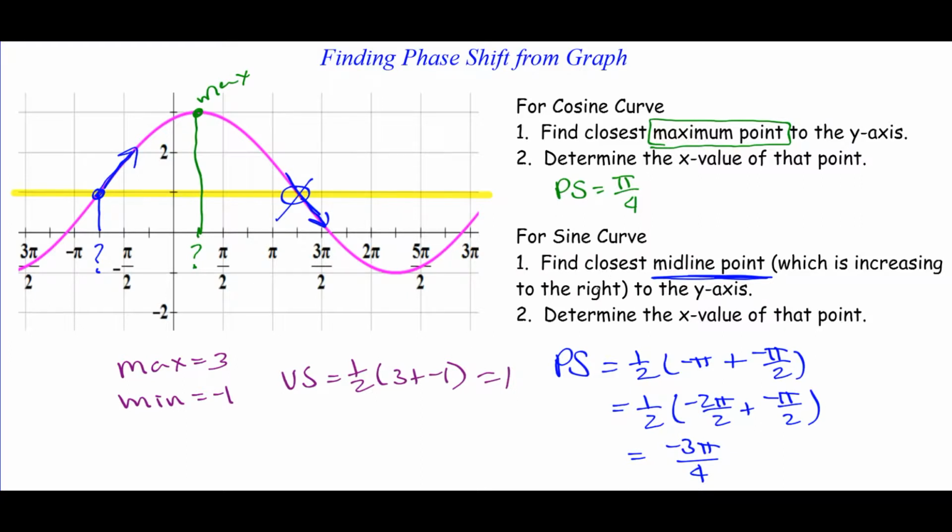So remember, for cosine, you want to look for the closest maximum point to the y-axis and then determine that x-coordinate. For the sine curve, you want to find the closest midline point to the y-axis and then find that x value as well. The reason we're doing the maximum for the cosine curve is because, remember, a cosine curve usually starts on the y-axis at the maximum. So if there has been a phase shift, that maximum point has been moved left or right of the axis. A sine curve, remember, typically starts at the middle value and then goes up. So again, that's why we're looking for where it's crossing the midline point and then it's increasing to the right.